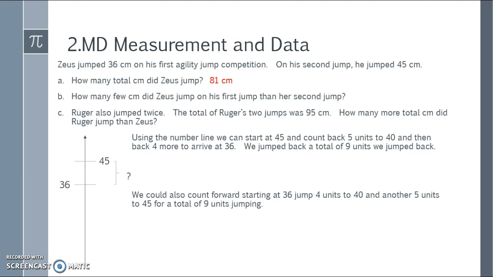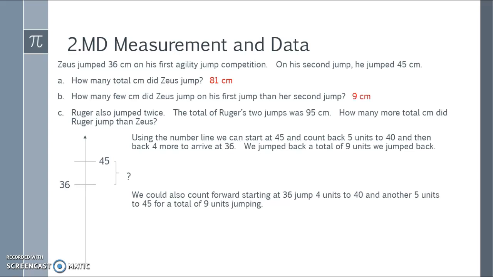Or we could also count forward, starting at 36, jump 4 units to the milestone 40, and another 5 units to get to 45, for a total of 9 units that we jumped. So we can see that even though we're subtracting, there's 2 different ways that we can arrive at the same answer.